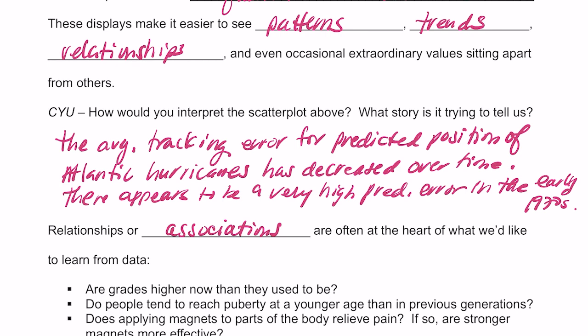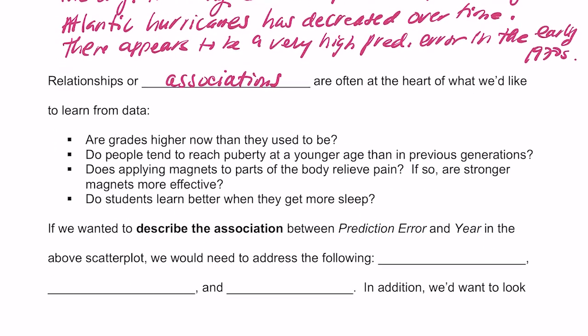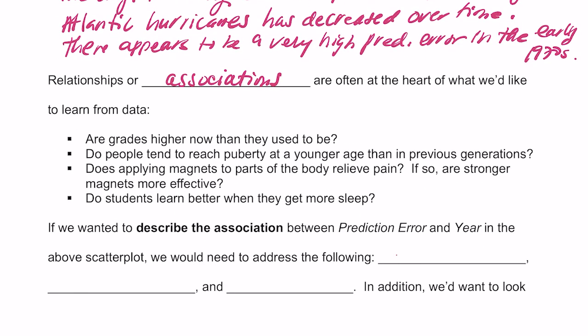If we want to describe the association between prediction error and year in the above scatter plot, we need to address the following three things. We need to look at the direction, the strength, and the form.